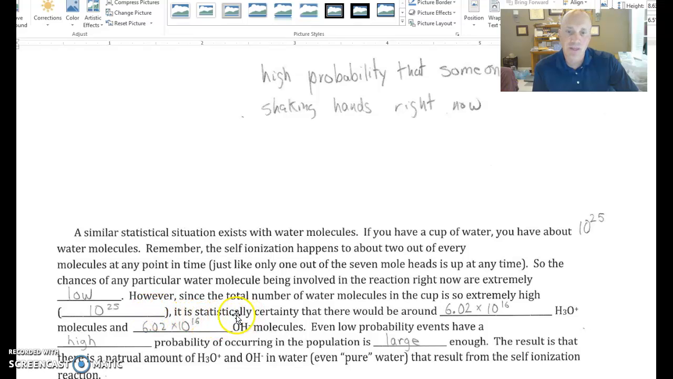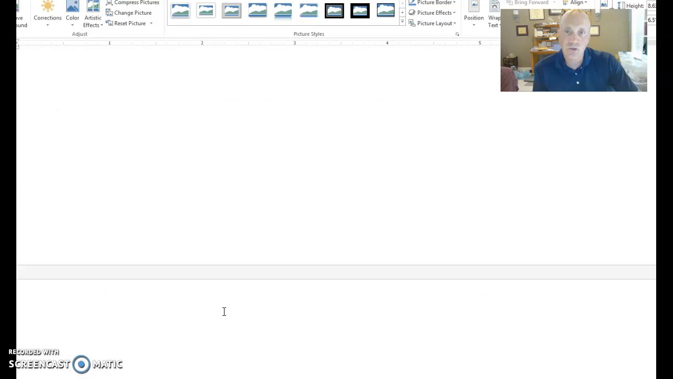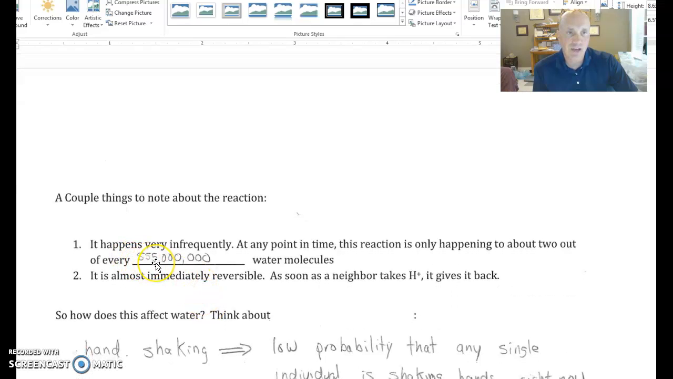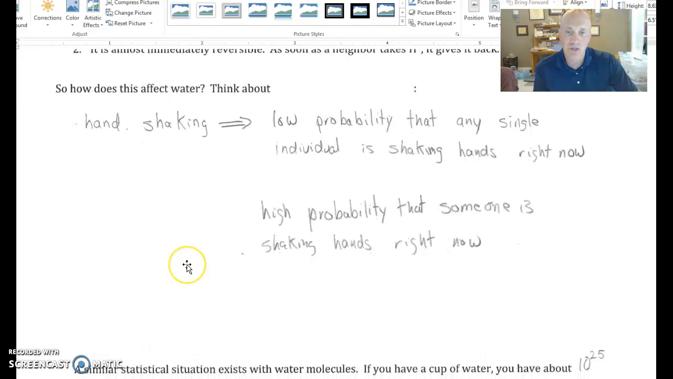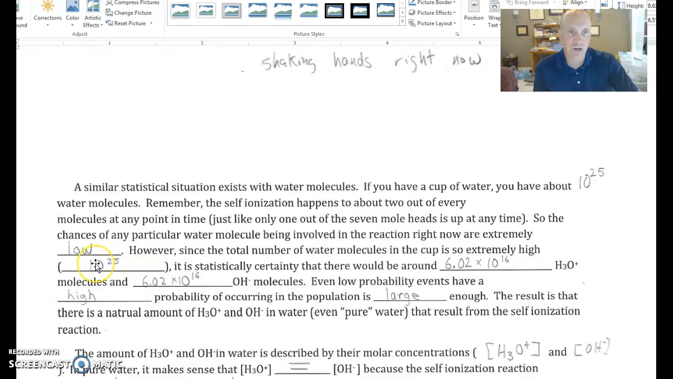All right. So if we said that this reaction happens to only two out of every 555 million, even though that number sounds really large, it's a pretty small number compared to how many water molecules there are in that cup. So it is a statistical certainty that there would be around 6.02 times 10 to the 16th. Actually, I'm going to change this a little bit. I say cup, we're going to say this is out of a liter. So change that word right there, cup to liter. So that would make this all correct.